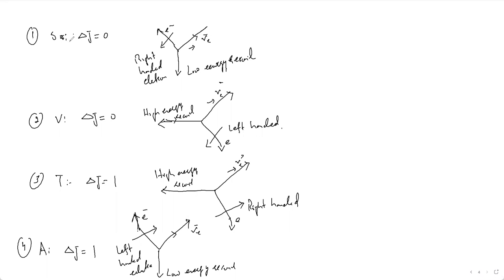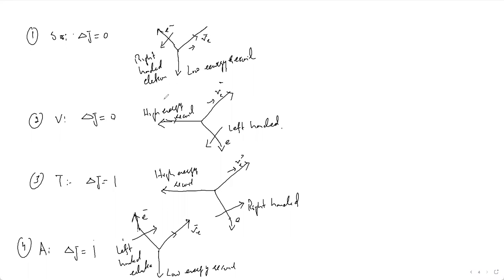Whereas for the vector as well as for the axial vector interaction, we have the left-handed electron. So it is clear from all these correlations in this particular theory that S and P interactions will predict the right-handed electron, whereas V and A interactions will predict the left-handed electron. Now this is a theory, as I said, the VA theory.